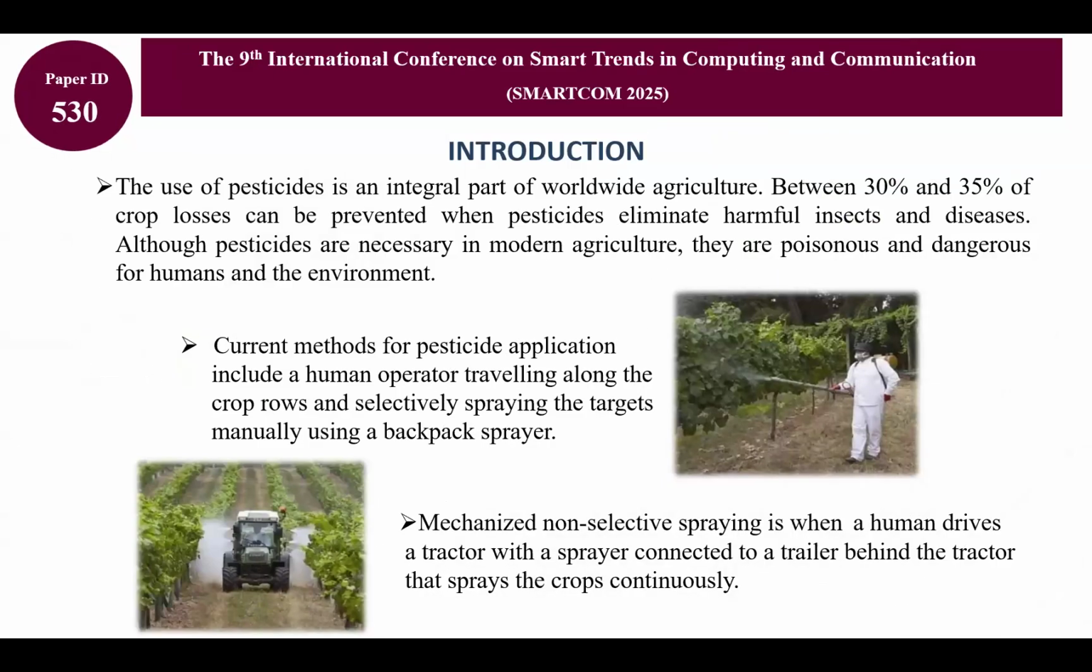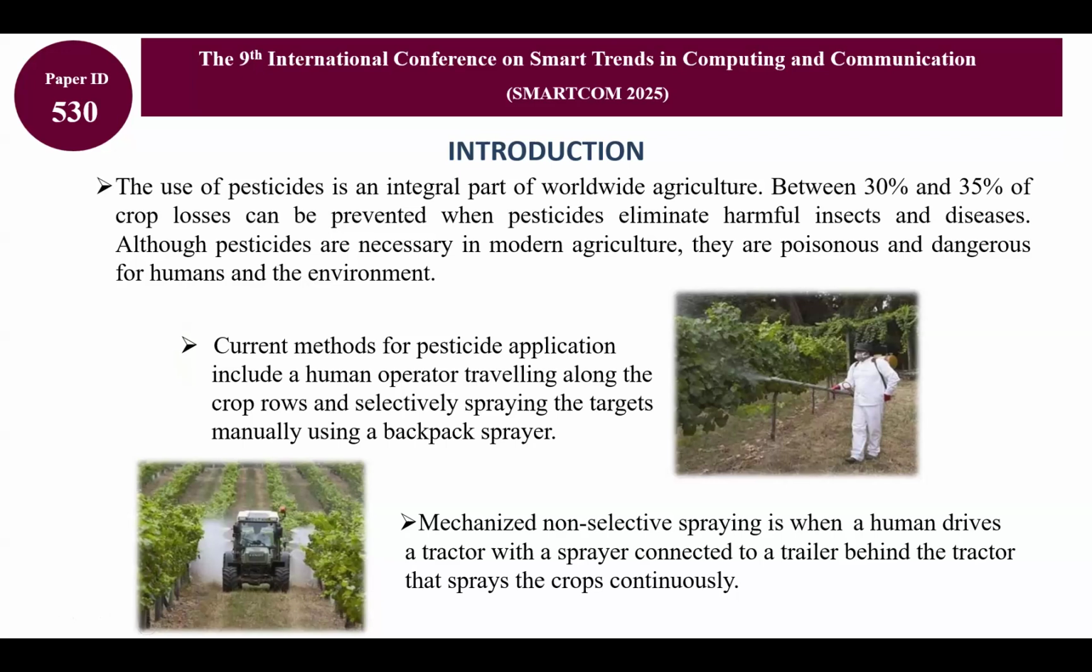So coming on to the introduction, in agriculture we use pesticides. It is an integral part worldwide. Between 30 to 35% of crop loss is prevented using pesticides, so that it can remove harmful insects and diseases.